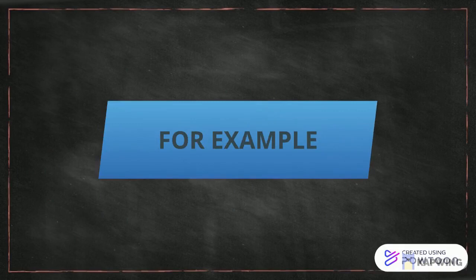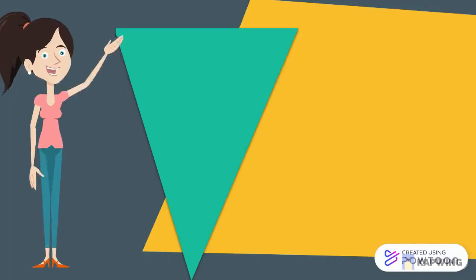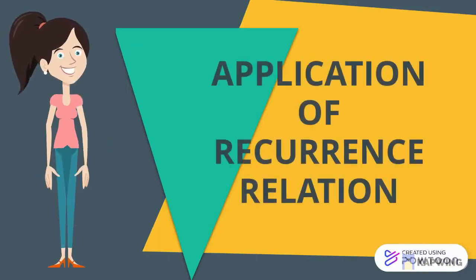For example, let {a_n} be a sequence that satisfies the recurrence relation a_n = a_{n-1} + 3 for n = 1, 2, 3, 4, and suppose that a_0 = 2, which is the initial condition. What are a_1, a_2, and a_3? Here is the solution. Next, we move to the application of recurrence relation.